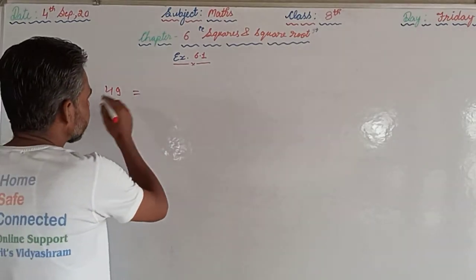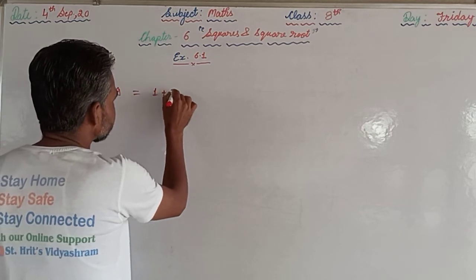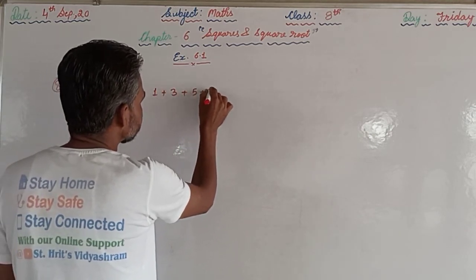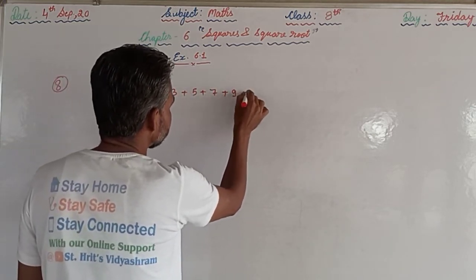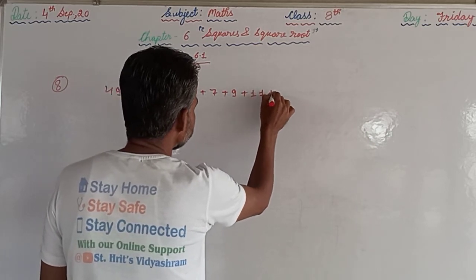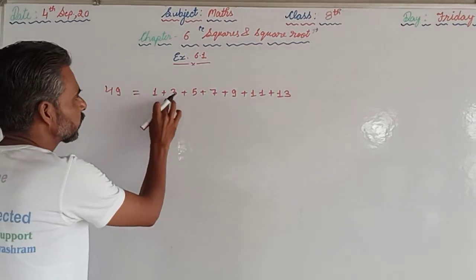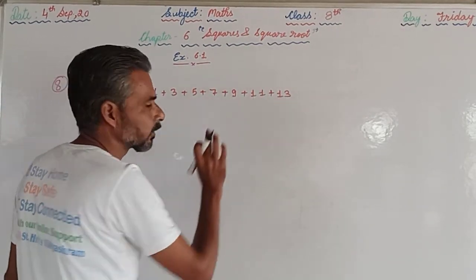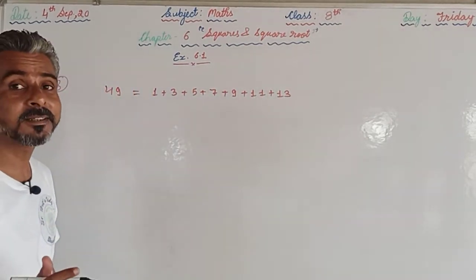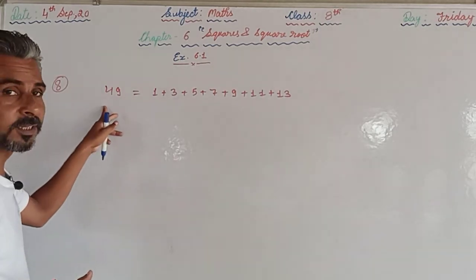So that can be written as 1 plus 3 plus 5 plus 7 plus 9 plus 11 plus 13. Now we are supposed to count how many numbers there are. 1, 2, 3, 4, 5, 6, 7. 7 numbers. Why have we taken 7? Because 7 sevens are 49.